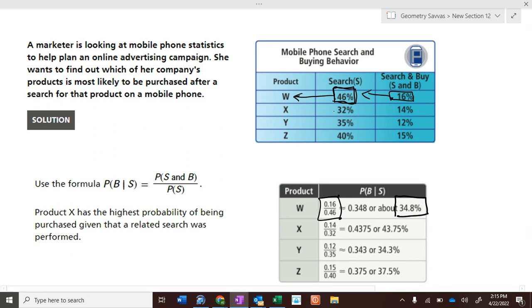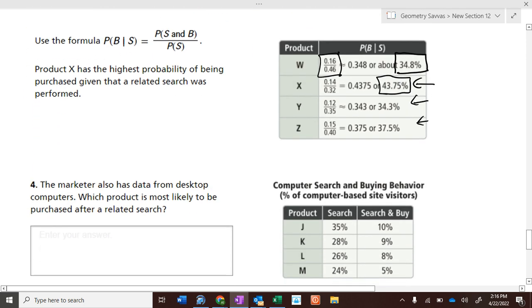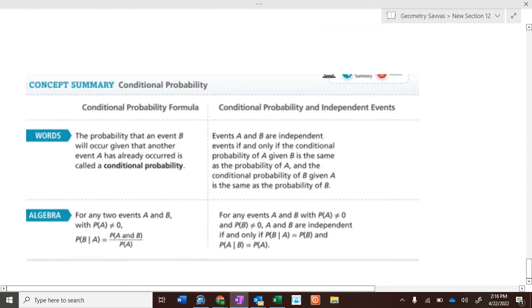Okay. Only 32% of the country searched for product X, but of those 32%, 14% decided to buy. So if you take 14 divided by 32, you get 43.75%. So there must be good enough features on phone X that a larger percentage of them, once they search, decide to buy X than W. Okay. And so that's that. I'm just going to call that good there.